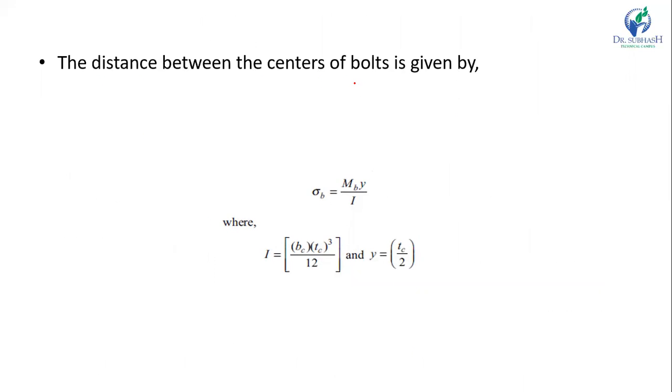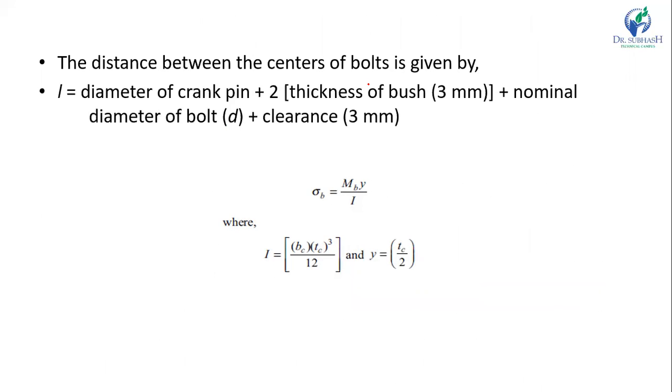The distance between the centers of the bolts is given by L, which is equal to the diameter of the crank pin plus 2 times the thickness of the bush, plus the nominal diameter of the bolt D, plus clearance of 3 mm. The thickness of the bush is taken as 3 mm. So L is the distance between the centers of the bolts: diameter of crank pin plus 2 thickness of the bush, like 6 mm, plus nominal diameter of the bolt D plus clearance 3 mm.